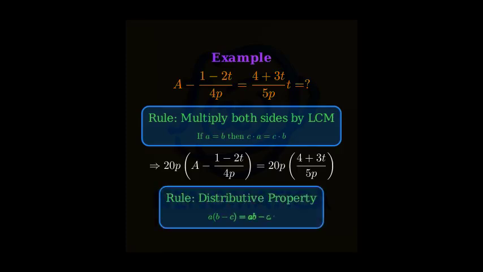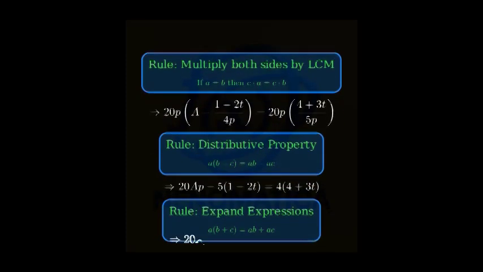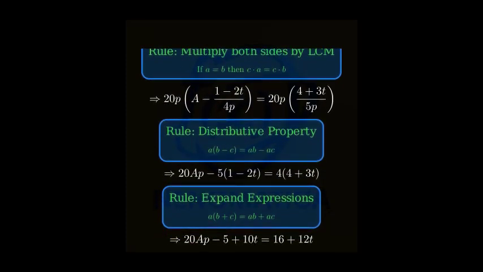Next, we distribute the multiplication. On the left side, 20p times a gives us 20ap. Then we have 20p times negative (1 minus 2t) divided by 4p. Simplifying this, we get negative 5 times (1 minus 2t). On the right side, we have 20p times (4 plus 3t), all divided by 5p, which simplifies to 4 times (4 plus 3t). Now, let's expand the expressions. On the left side, negative 5 times (1 minus 2t) gives us negative 5 plus 10t. On the right side, 4 times (4 plus 3t) gives us 16 plus 12t.